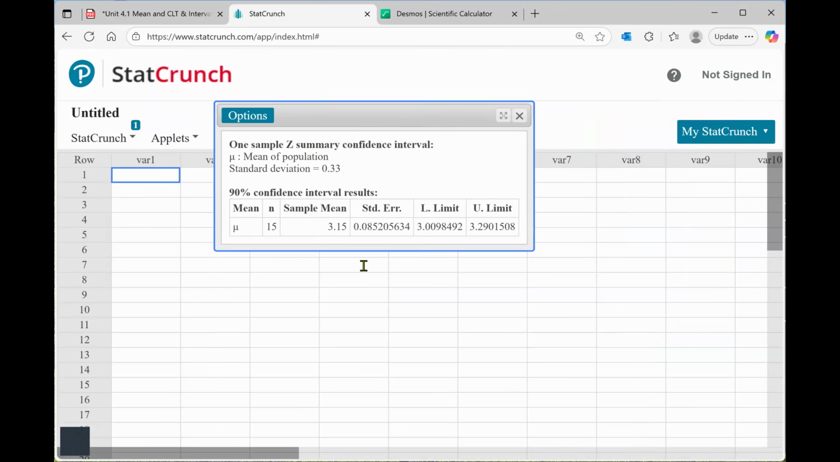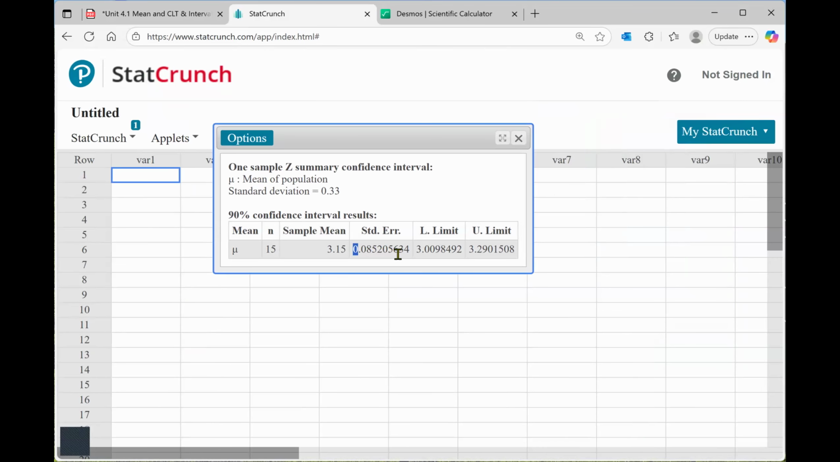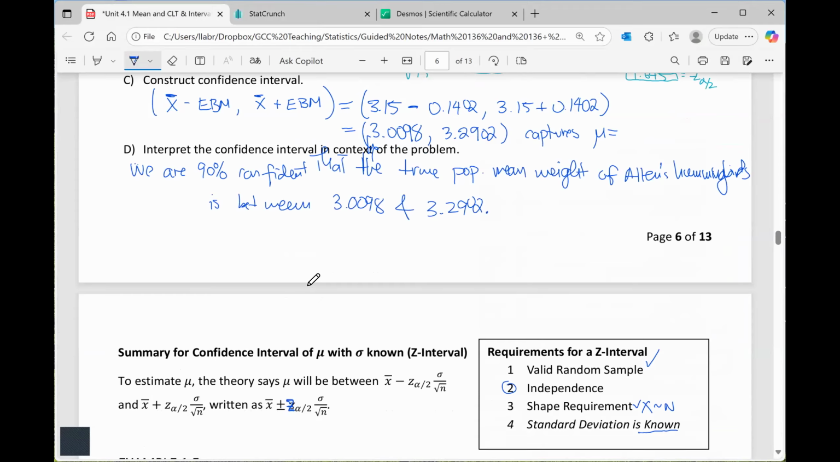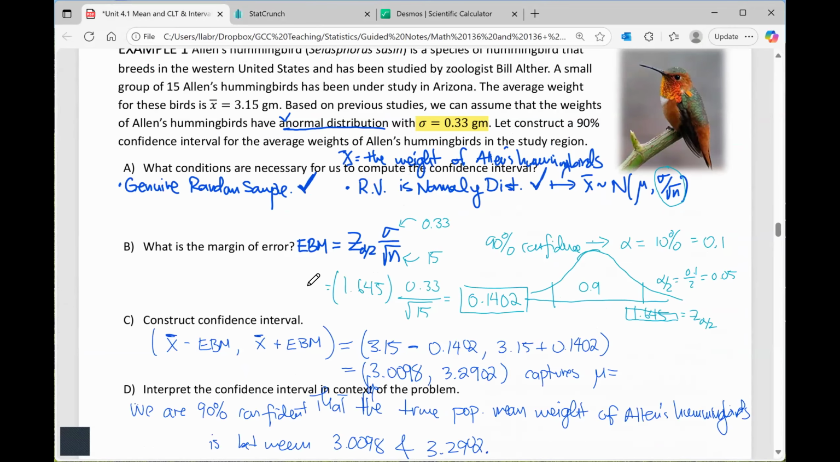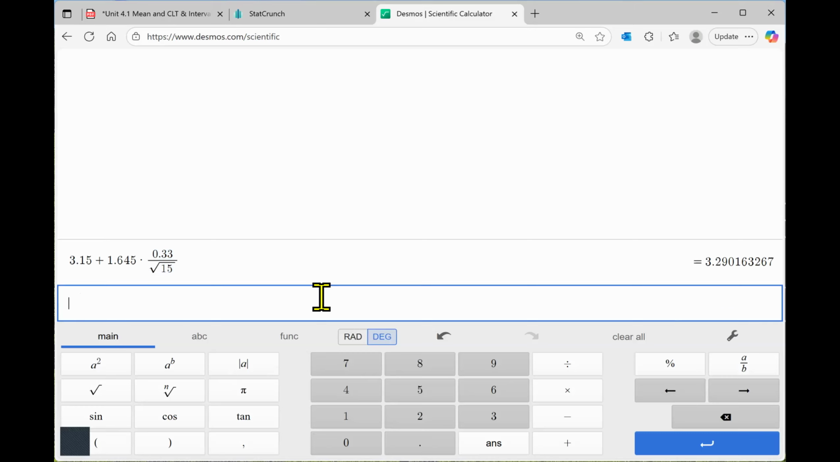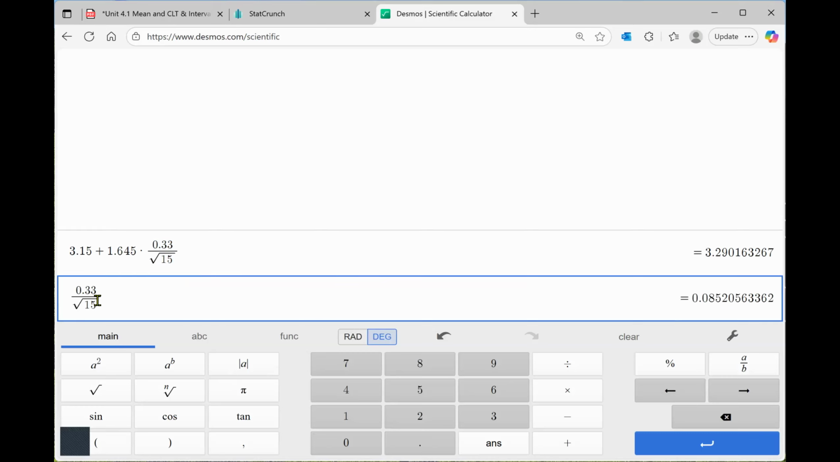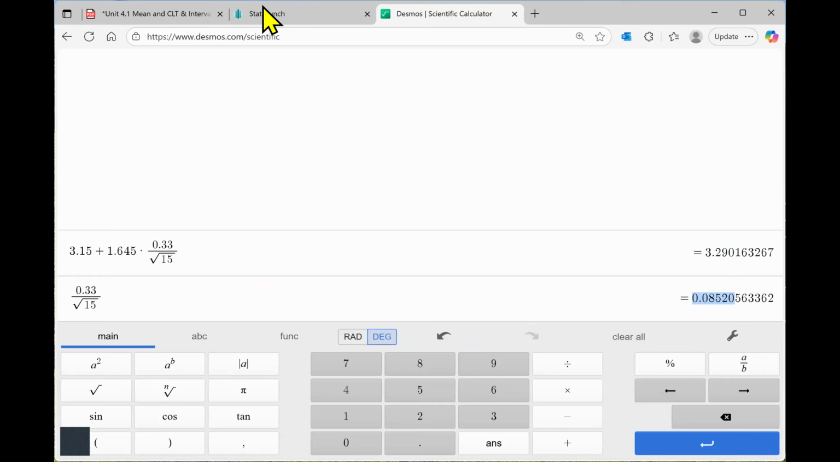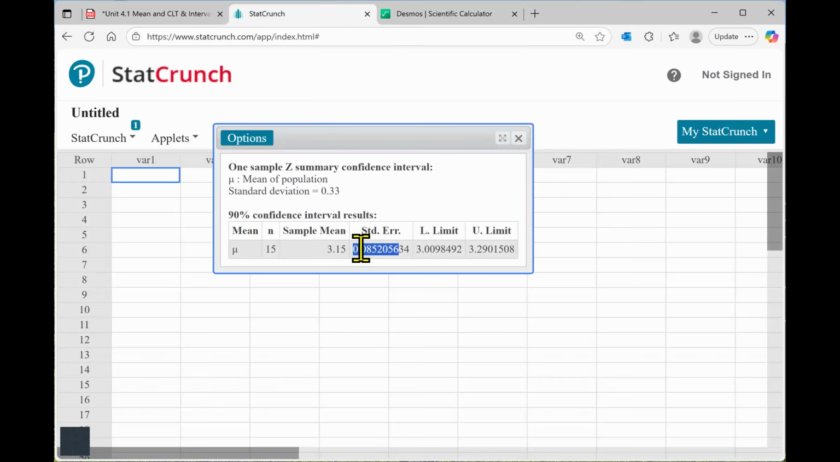So take a look at the following. Standard error, 0.0852. That should look familiar. We didn't really do it, but it's what you would have gotten if you carry this out. So let me show you. Sigma divided by the square root of n, that's the standard error, because that's the variability in the sample means. So if I compute 0.33 divided by the square root of 15, we get 0.0852. So we can get that information right there from StatCrunch pretty easily.